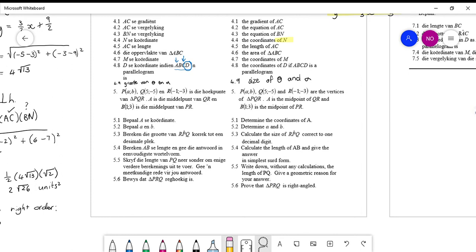Then they say A is the midpoint of QR, and B, for which they give you the coordinates, is the midpoint of PR. And then they ask you to determine the coordinates of A. What is A?